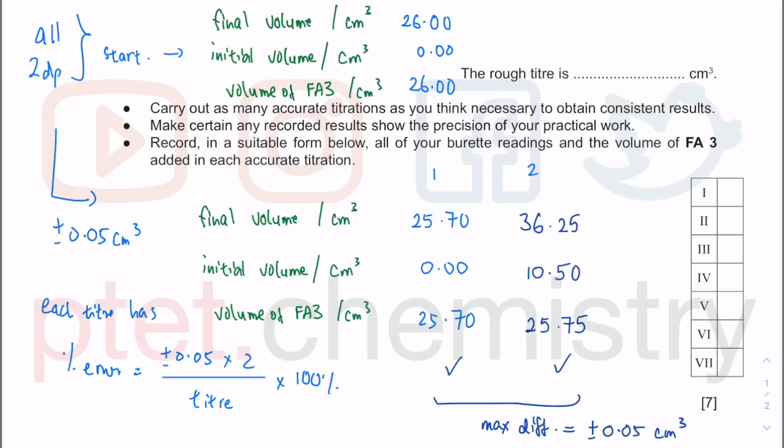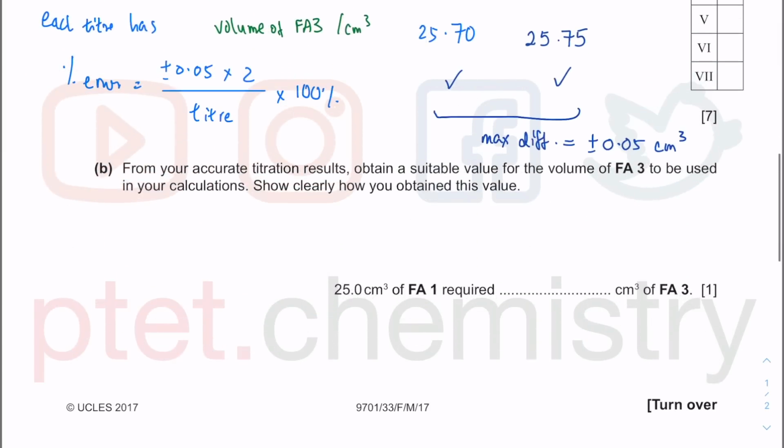When you do this on your calculator, when you press 25.70 minus 0.00, your calculator will show you 25.7. The moment you write 25.7 there without thinking about the accuracy of your burette readings, that is when you will have made a fatal mistake and you have just thrown away unnecessary marks just like that. Of course, obtain a suitable value is just your averaging.